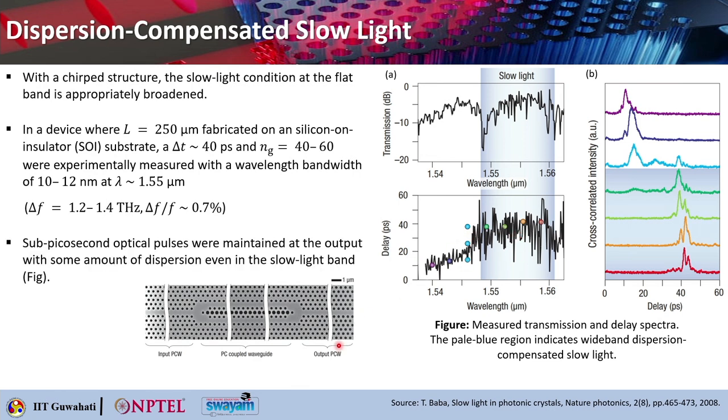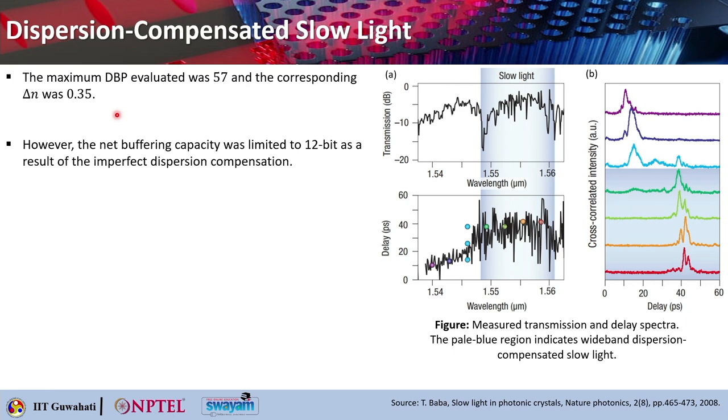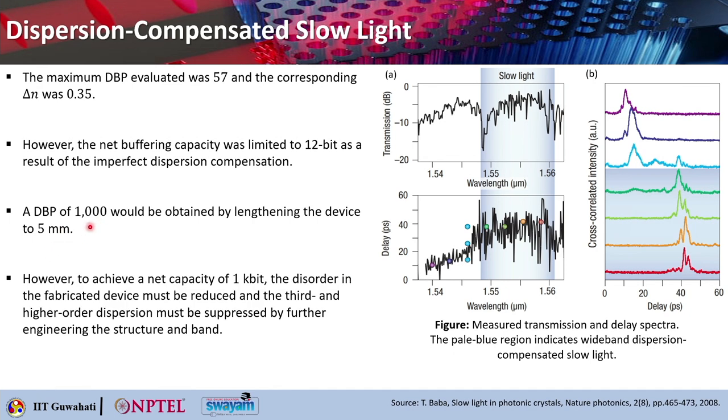What you see is that sub picosecond optical pulses are maintained at the output with some amount of dispersion even in the case of the slow light band. The maximum delay bandwidth product evaluated was 57 and the corresponding delta N was 0.35. However, the net buffering capacity was limited to 12 bit as a result of imperfect dispersion compensation. A delay bandwidth product of around 1000 could be obtained by lengthening the device. If you make the device length 5 millimeter, you can get a DBP of 1000. However, to achieve a net capacity of 1 kilobit, the disorder in the fabricated device must be reduced and the third and higher order dispersion must be suppressed by further engineering the structure and the band.